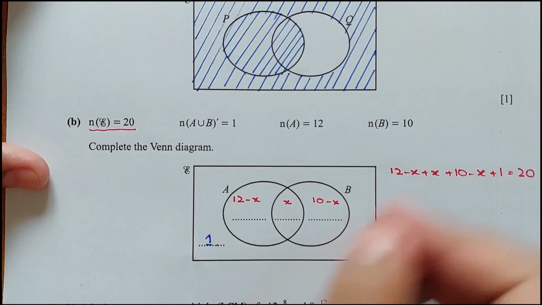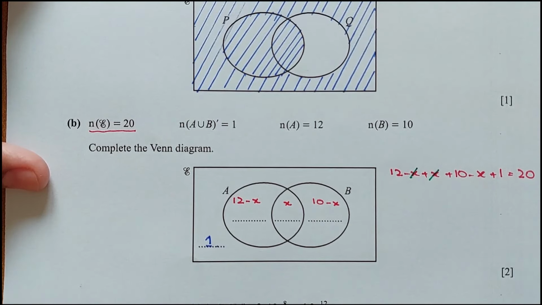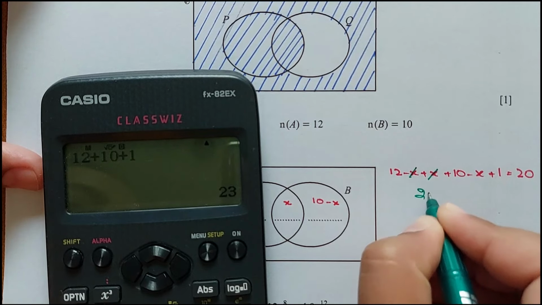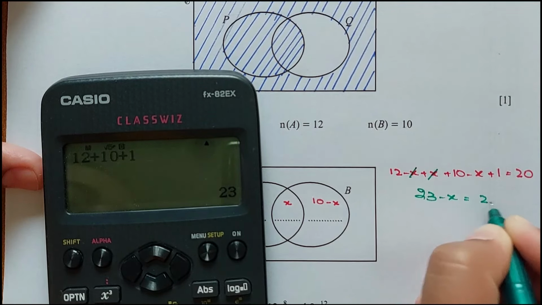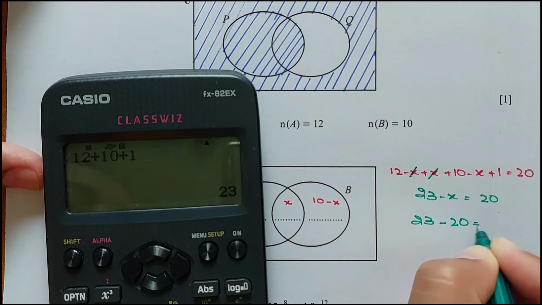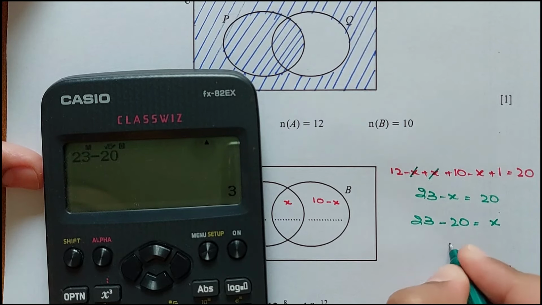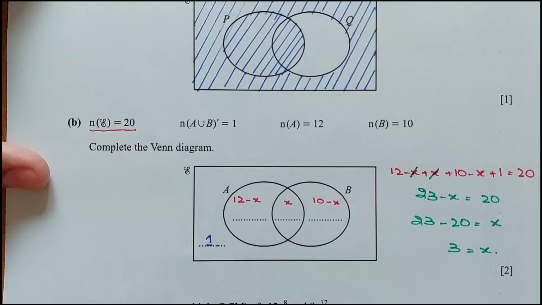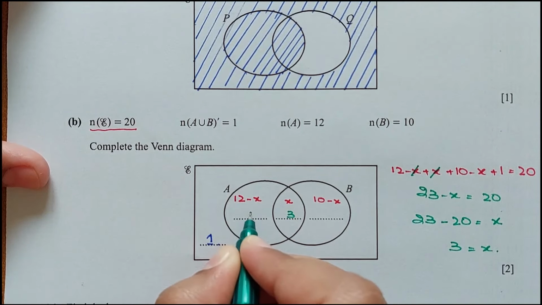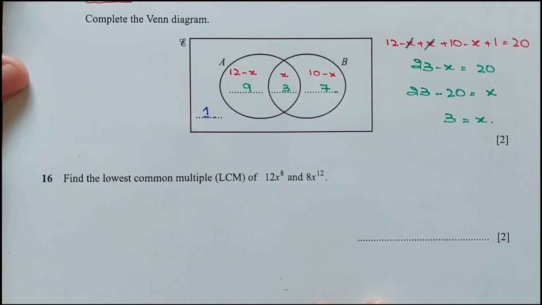Let me simplify. Plus x and minus x are cancelled. 12 plus 10 plus 1 is 23, so 23 minus x equals 20. Shifting the 20 to the other side becomes minus 20, and shifting the x to the other side becomes plus x. 23 minus 20 is 3, so x equals 3. So the intersection is 3, and 12 minus 3 equals 9, and 10 minus 3 is 7. The Venn diagram is completed.